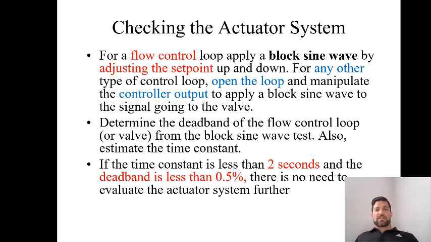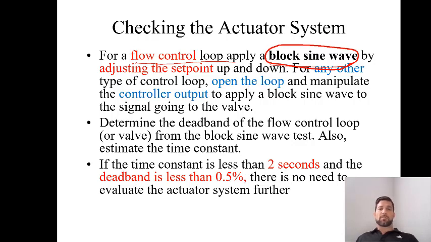So we'll first check the actuator. How you check the actuator is going to vary depending on the actuator. In this example, we're going to discuss troubleshooting a flow control actuator. For a flow control loop, we can evaluate the performance of a control valve that's controlling the flow by applying what's called a blocked sine wave. A blocked sine wave is the main test that's used to evaluate the performance of a flow controller.